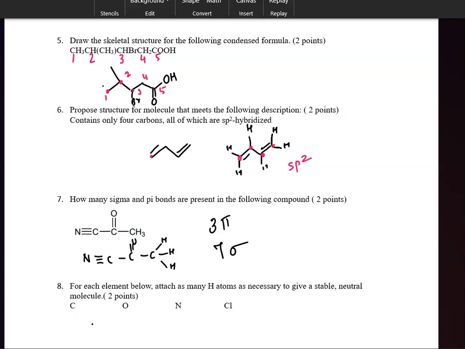Finally, the last question was asking you to attach as many hydrogen atoms. So remember, carbon can form 4 bonds, so the structure would be CH4. Oxygen can form 2 bonds, so it is water, H2O. Nitrogen can form NH3, and then for chlorine you have just 1 bond, which is HCl. So that's the number of hydrogen atoms you will put for each of these atoms that were given.